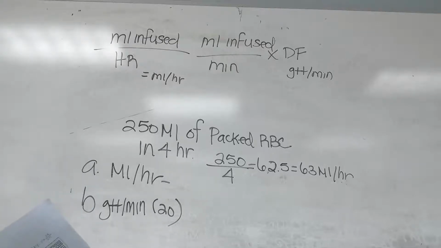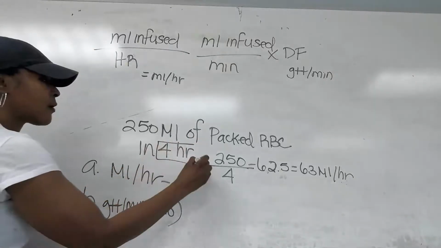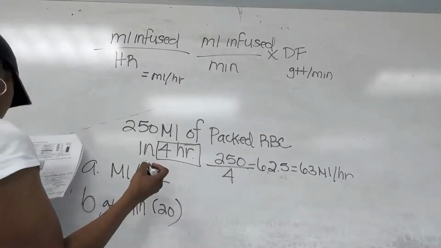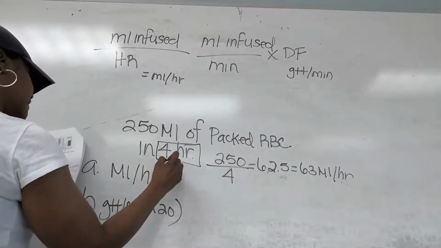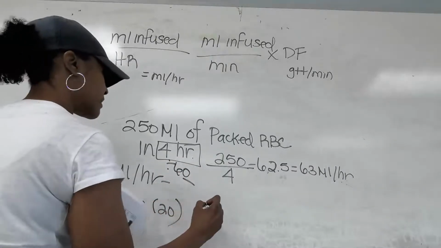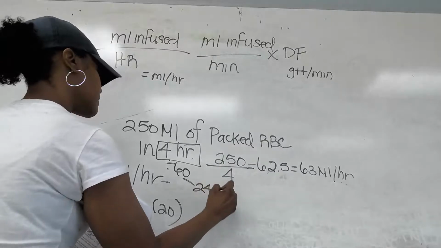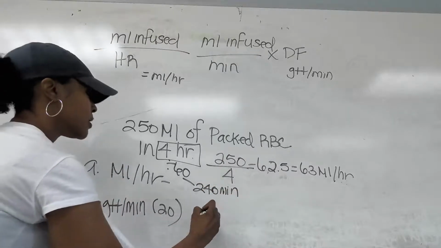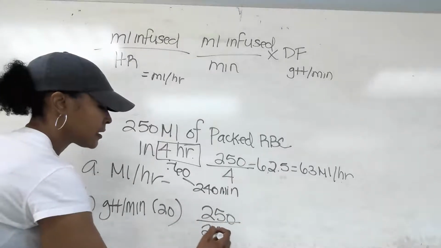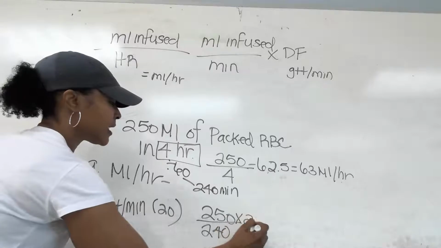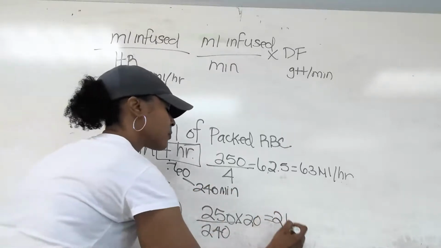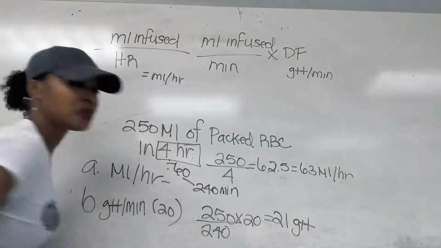B is now solve for the drops per minute, and here's the drop factor. So what do we do now? We have to convert these hours to minutes to fit into this formula, right? So we convert the 4 hours by multiplying by 60, and it comes out to 240 minutes. So now the setup is 250 divided by 240 times the drop factor of 20, and that gives us, let's just round it right away, 21 drops per minute.